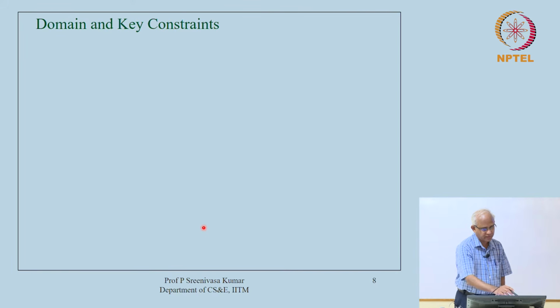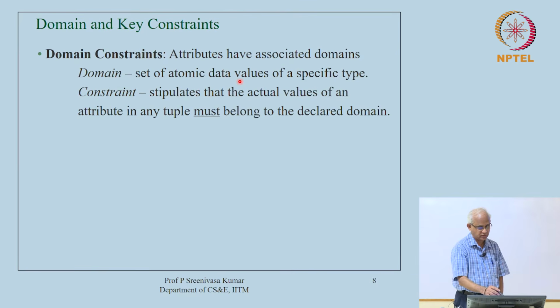This basically, the idea of domain and key constraints is to capture the domains for attributes and the keys for the relation. So, we will see that now.